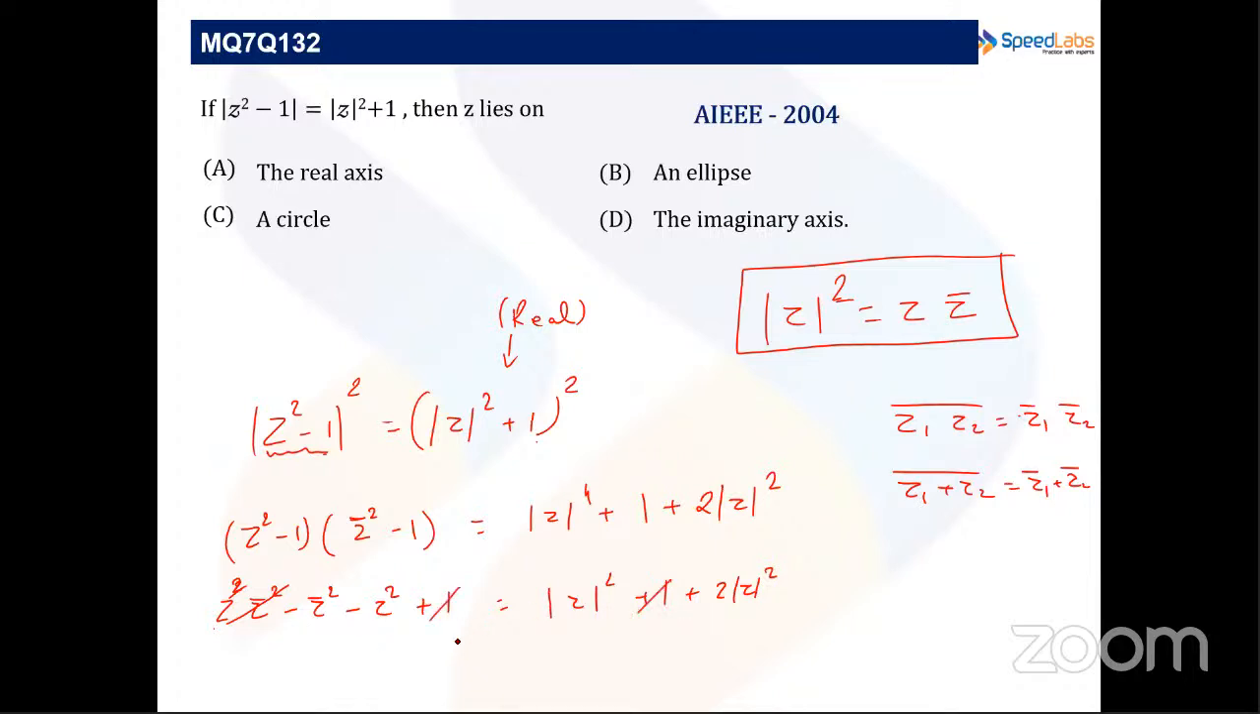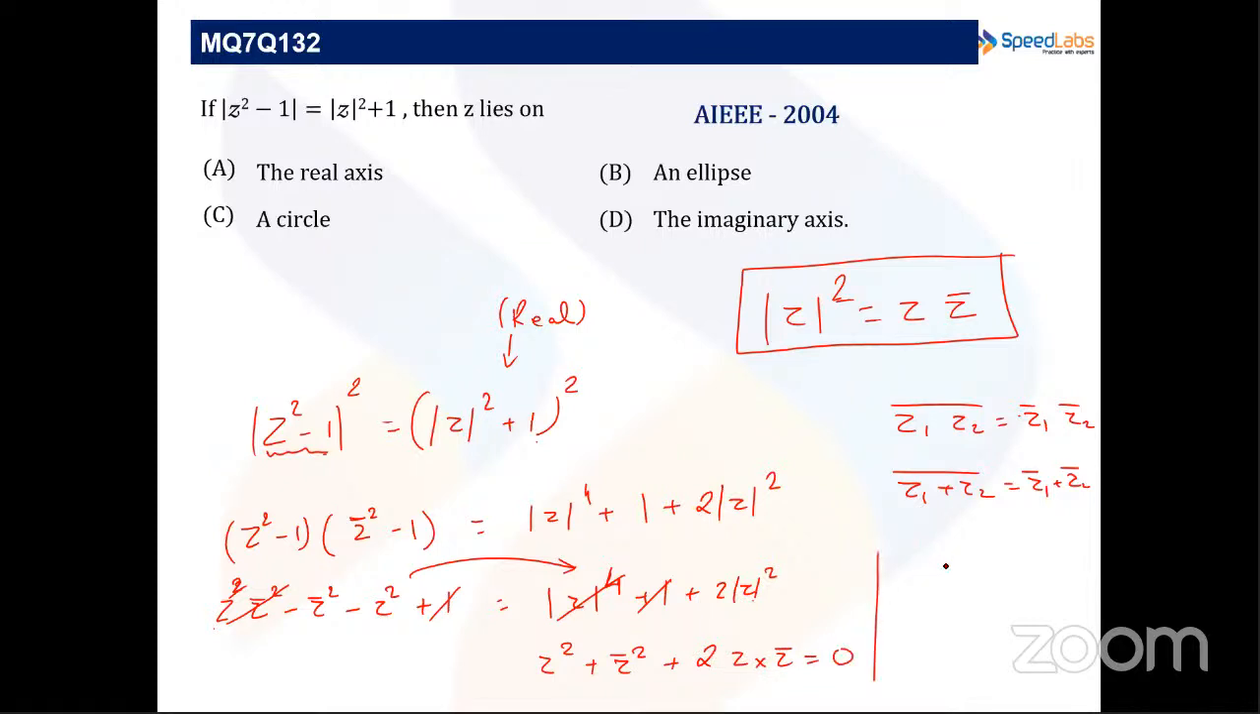One and one will also get cancelled out. So what we are having here is this power 4. This will get cancelled out. Taking these terms aside, we are having mod z square, z square plus z conjugate square plus 2 mod of z. We can write it as z into z conjugate equals to 0.